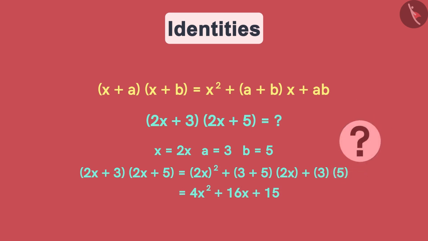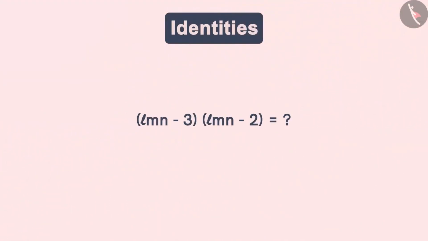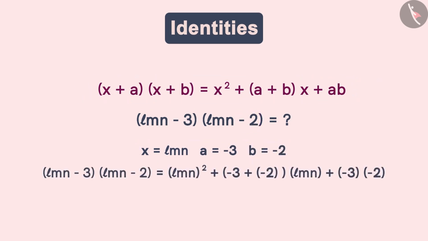This was easy, right? Let us see if you can solve the next example or not. Can you tell me what will be the product of this? Again, we can apply this identity. Here x can be taken as LMN, A is -3 and B is -2. Let's substitute them in the identity. After further simplification, we get this as our final answer.